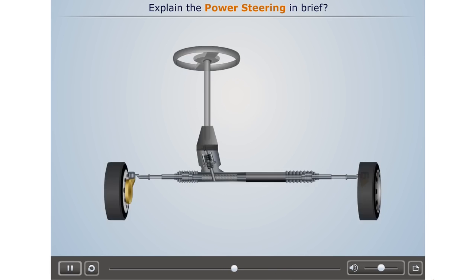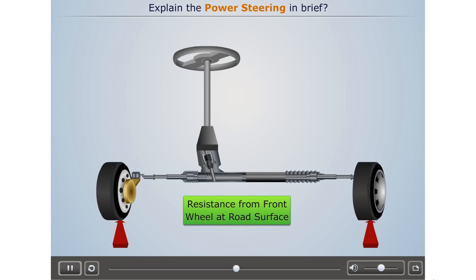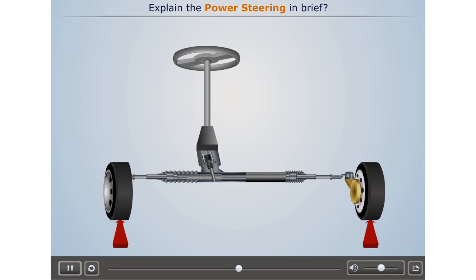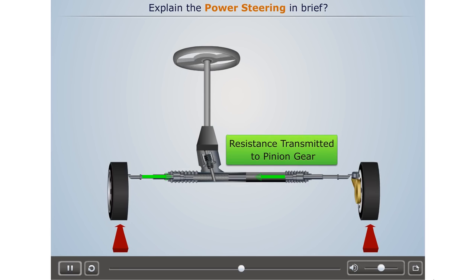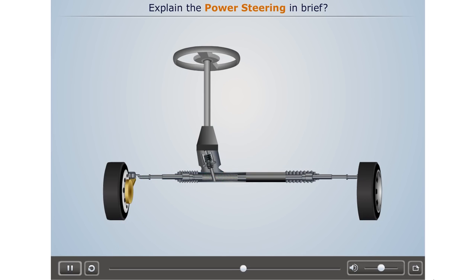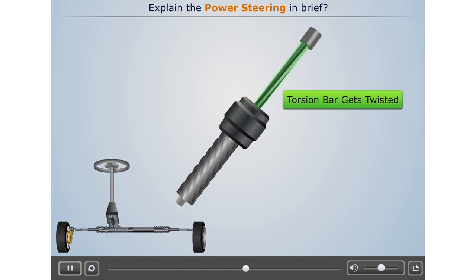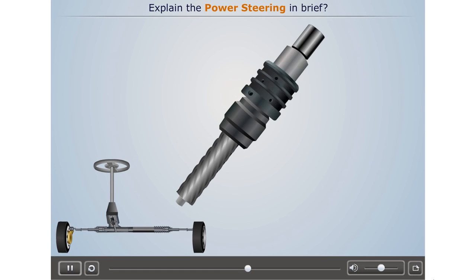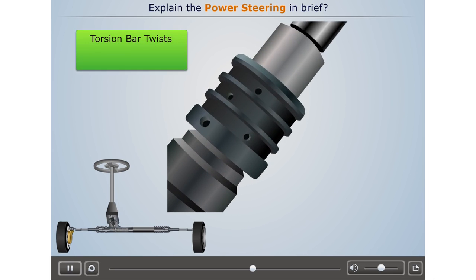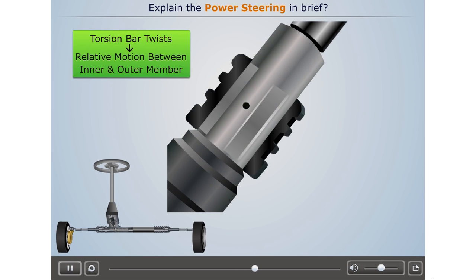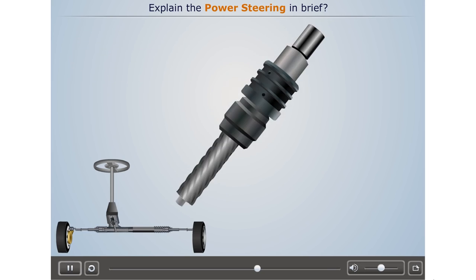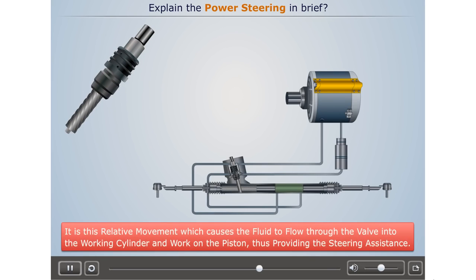Now, when the steering wheel is turned, there is resistance from the front wheels at the road surface. This resistance is transmitted through the rack to the pinion gear, which causes the input shaft to twist slightly on the torsion bar. As the inner member is also attached to the input shaft, this twisting provides a relative movement between the inner and the outer member of the rotary valve. It is this relative movement which causes the fluid to flow through the valve into the working cylinder and work on the piston, thus providing the steering assistance.